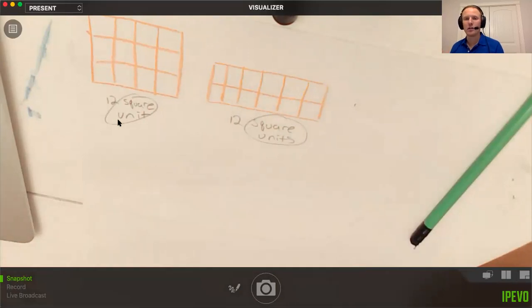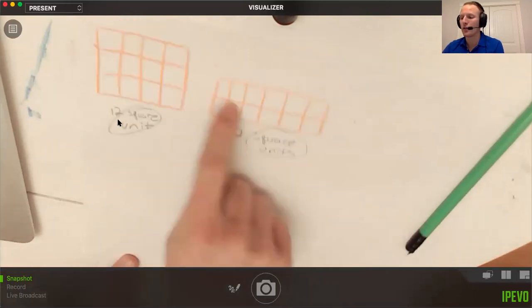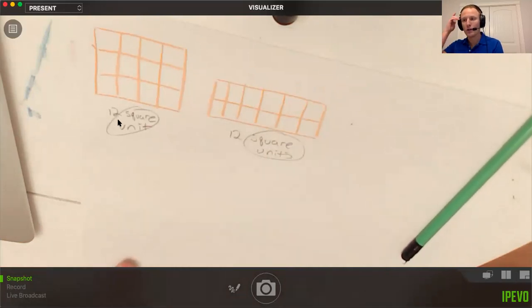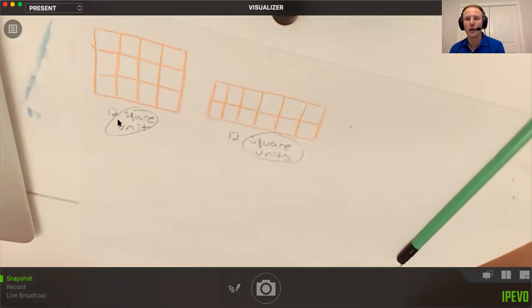This square units part is super important, right? When you're saying, if you just said that the area of this is 12, that's incorrect. It's 12 what? It's 12 squares, right? That's the measurement we're using. Just like when we measured in milliliters or liters or grams or milligrams or any of those things, it was important to have a unit and an accurate unit. The same thing is true now.